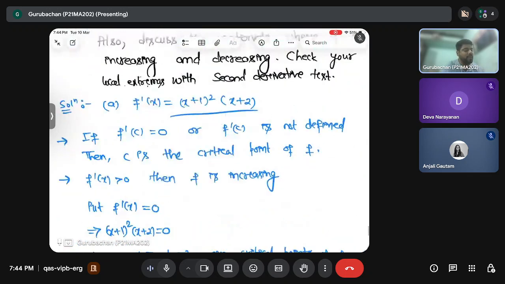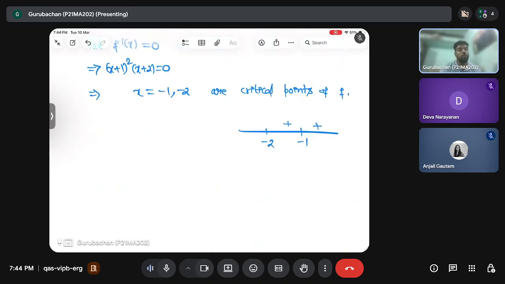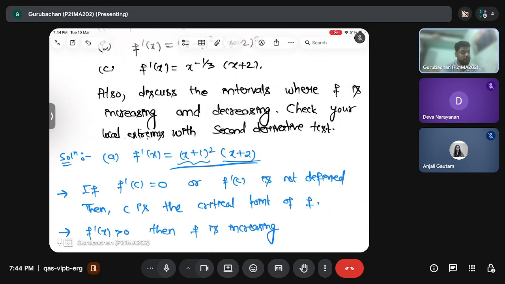So if you will observe that x plus 1 whole square is there. So obviously it will not affect any sign. It is anyway going to be positive. So you need to just think about this x plus 2. When you substitute minus 1.5, this will give you a positive value. So there is no change of sign. But when you come before minus 2, that is something like minus 3, this will be negative because this x plus 2 will be negative.